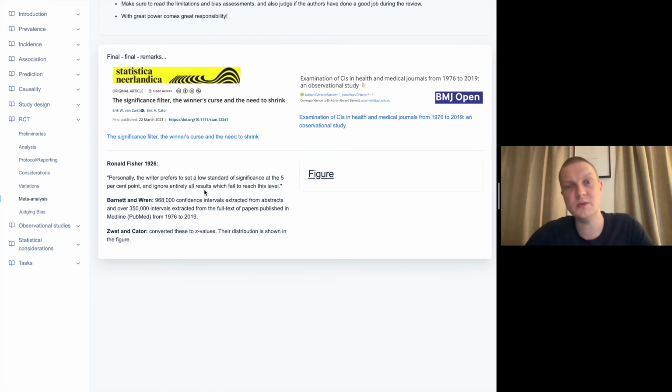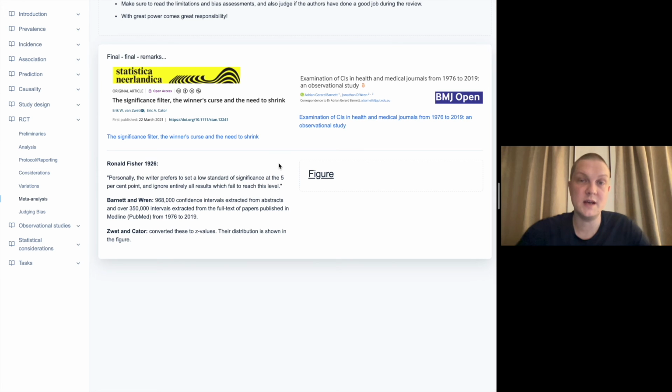Barnett and Wren, and Sweet and Cater, in these two papers wanted to look at the extent to which this was an issue. Barnett and Wren extracted 968,000 confidence intervals from abstracts and over 350,000 intervals from full-text papers published in Medline, PubMed, from 1976 to 2019. Have a read there. Sweet and Cater converted all of those confidence intervals into Z values, and their distribution is shown in a figure that I'm going to show you in a second.